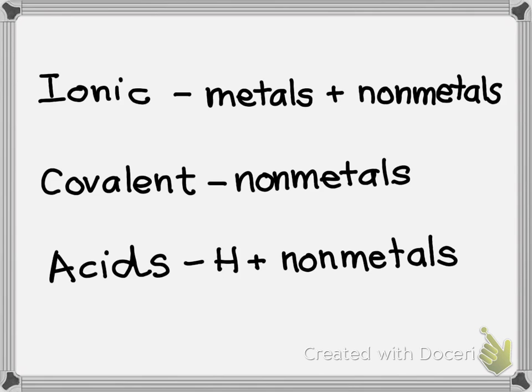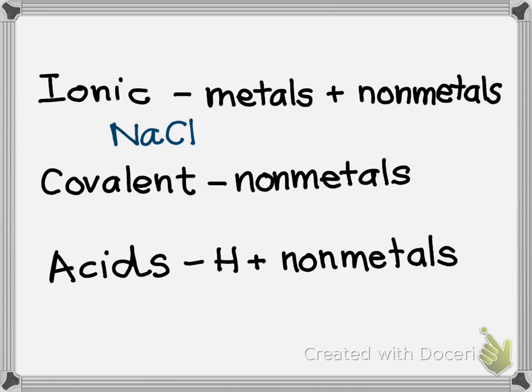So the first question you'll ask yourself is, what type of elements are present in the formula? If it's a metal and nonmetals, then you have something that is ionic. For example, something that is ionic could be something like sodium chloride, which would have a metal and a nonmetal. Remember, metals are on the left-hand side of the periodic table and nonmetals are on the right.